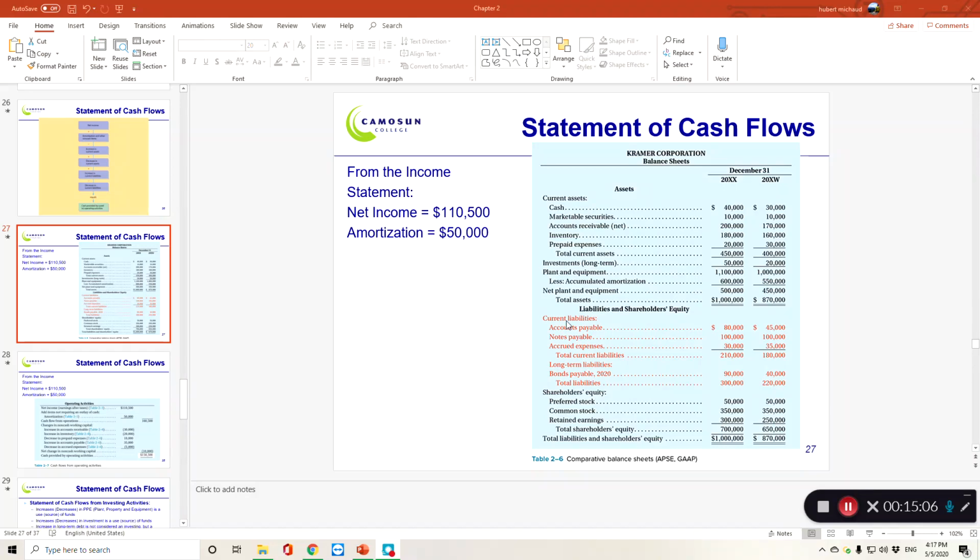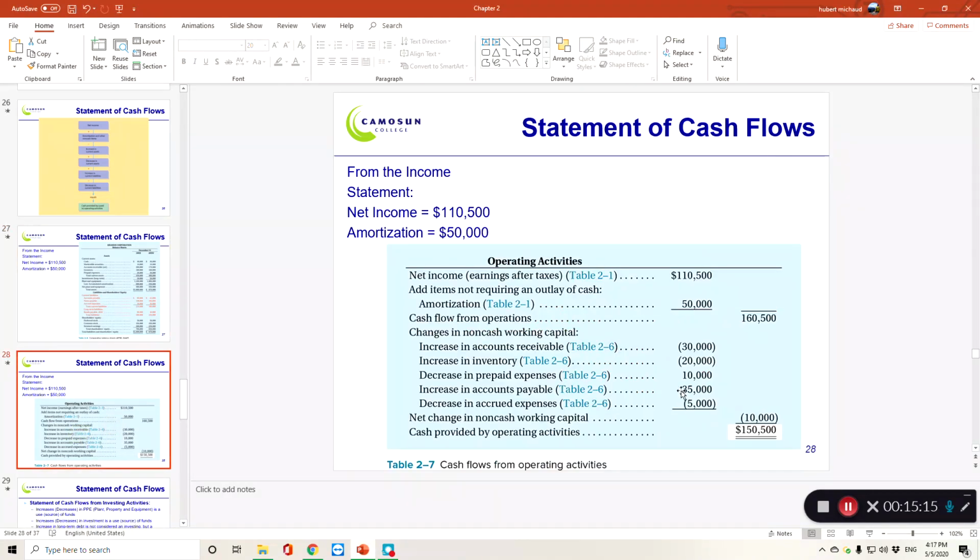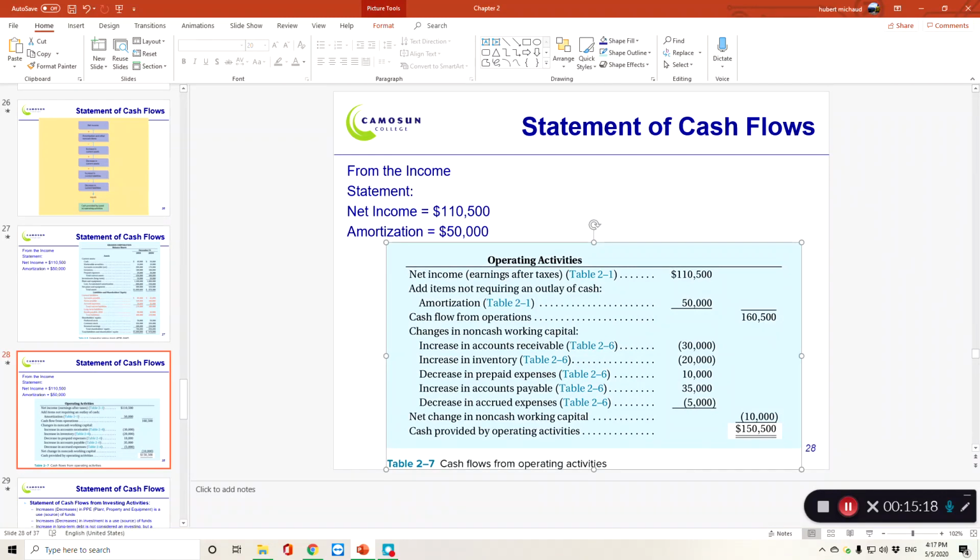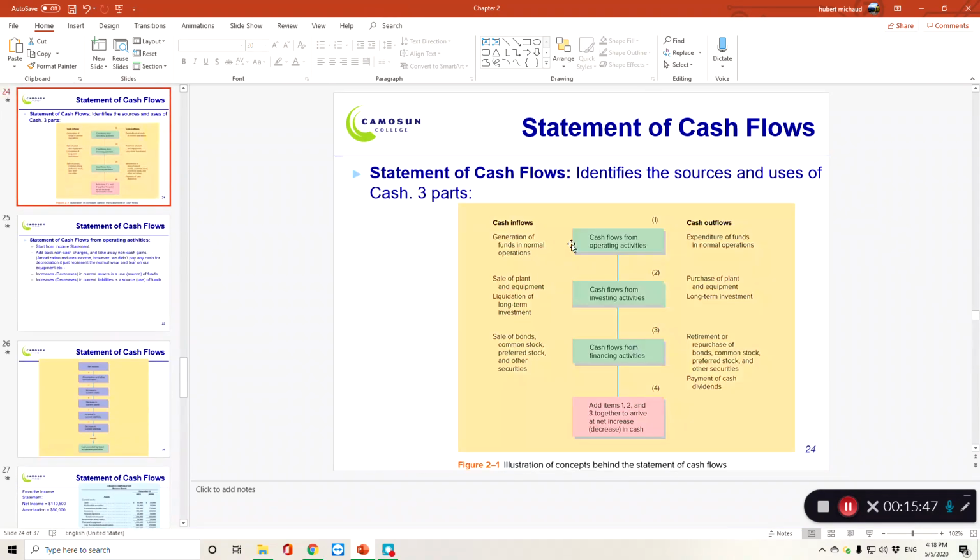The last one that happened is the accrued expense, which went down, so it should be the opposite. It should be a negative $5,000. If we look at it here, it's exactly what I just told you. All these numbers, minus 30,000, minus 20,000, and so on, summed together give us a minus $10,000 change in our cash position. So our cash flow from operating activities should be 160,000 minus the 10,000, which is the sum of all of these: 150,500 is our cash provided by operating activities. We finished the first step only.